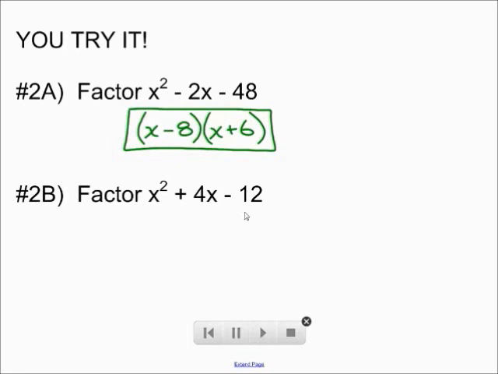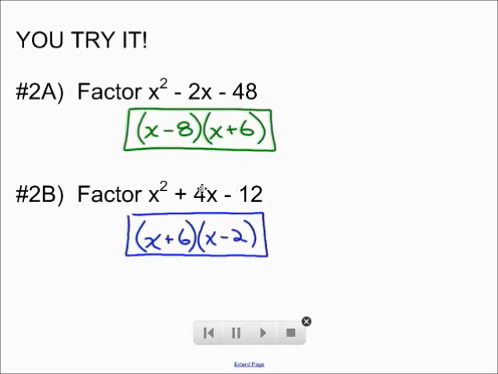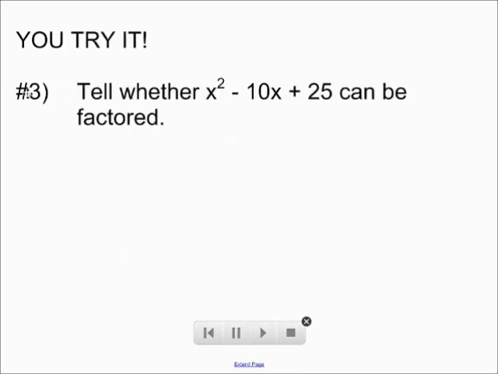Down here we're looking for factors of negative 12 that add up to 4. Again, 12's got a limited number of factors, so hopefully you can find it pretty quick. But 6 times negative 2 is negative 12. 6 plus negative 2 is positive 4. Here's one more for you to try. I just want to know whether or not it can be factored.